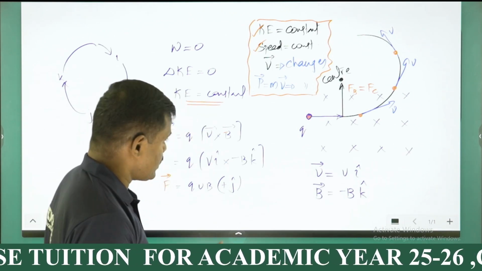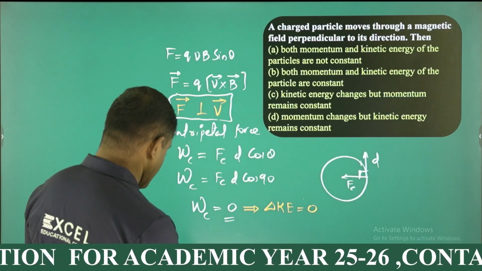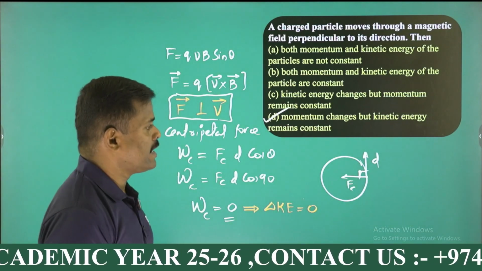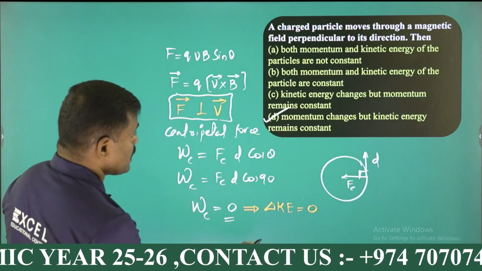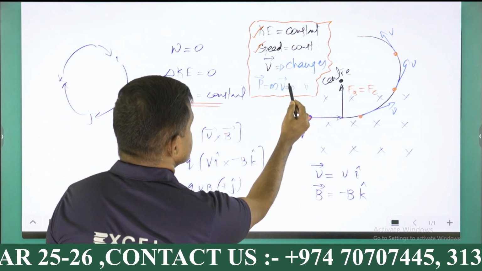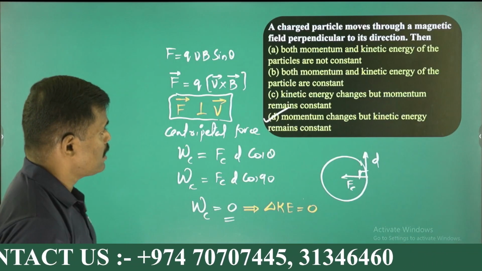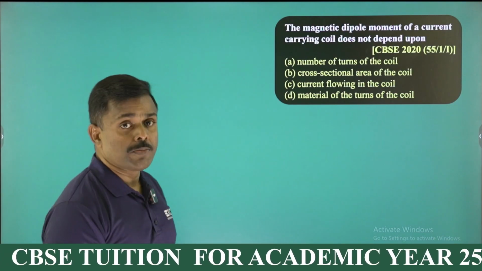Now let us look at the options. Look at option D now. See what is option D? Momentum changes but kinetic energy remains constant. So the answer is option D. Let's move to the next one now.